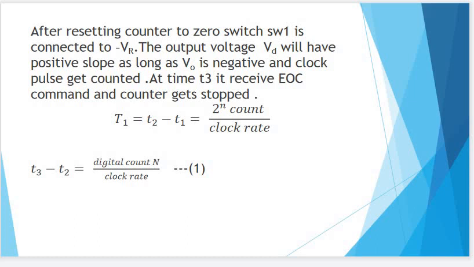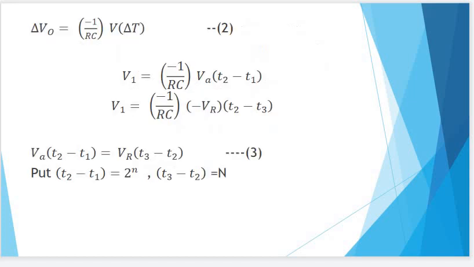After resetting the counter to 0, switch SW1 is connected to minus VR. The output voltage VO will have a positive slope as long as VO is negative and clock pulses get counted. At time T3, it receives the end of conversion command and the counter gets stopped. So T2 minus T1 is equal to 2 power n counts divided by clock rate. T3 minus T2 is equal to the digital count capital N divided by clock rate.